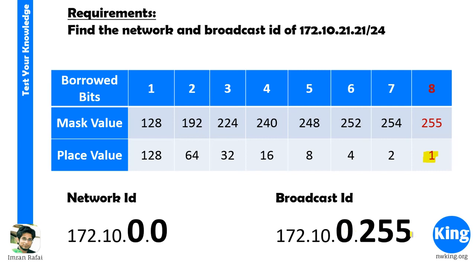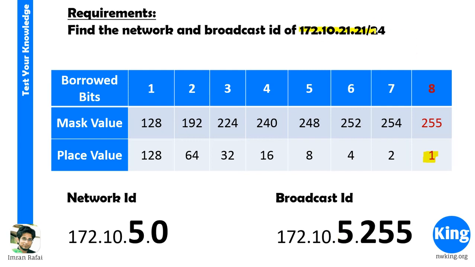How did I get 0.255? It is nothing but I know the next network ID is going to be 172.10.1.0 because we are adding 1 to the 3rd octet. So I know 172.10.1.0, 1 minus that is 172.10.0.255. Similarly, the next network ID is 2.0, so the broadcast ID is 1.255. So that goes on and on until I reach what I am looking for.